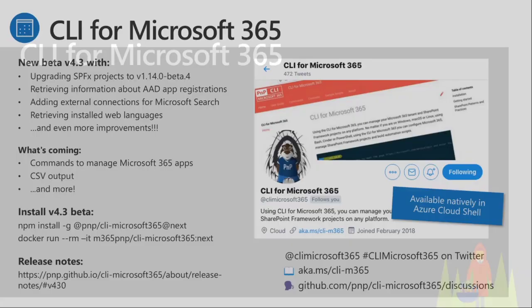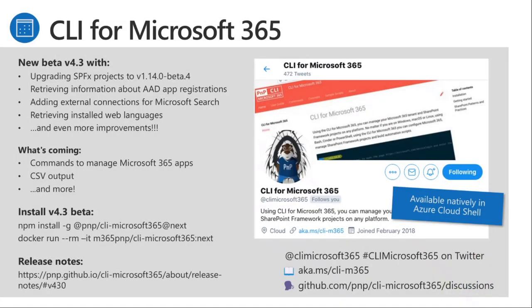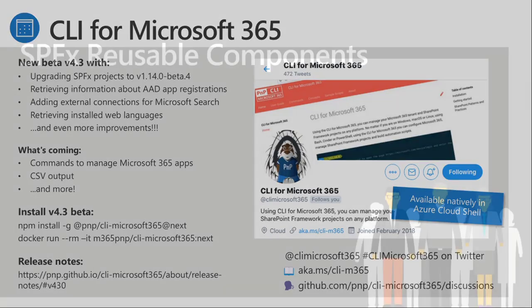Let's move into CLI for Microsoft 365. There's a new beta version 4.3. It's got upgrading SPFx projects to the beta of SPFx 1.14, retrieving information about AD app registrations, adding external connections for Microsoft Search, and retrieving installed web languages, and so much more. You can always install the beta by using the @next suffix as part of your installation on NPM. So definitely take advantage of that, and you can help test out that beta.